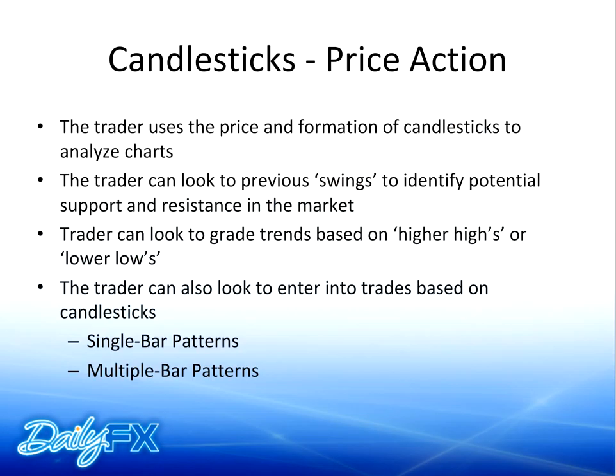When analyzing price action, traders are going to use price and the formation of candlesticks to analyze charts. Traders can look to previous swings or inflection points in the market to identify potential support or resistance levels they may want to utilize for managing risk or entering trades. Traders can look to grade trends based on a series of higher highs and higher lows in the case of an uptrend, or lower lows and lower highs in the case of a downtrend. And once they've found a trend that they feel comfortable with, they can look to enter trades based on patterns. There are single bar patterns and multiple bar patterns, both of which we'll go over a little bit later.